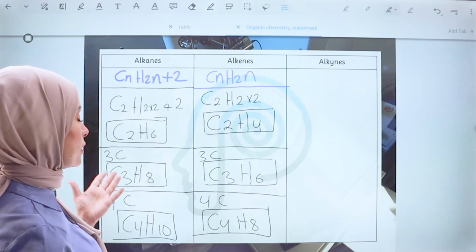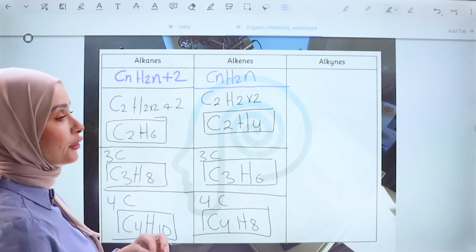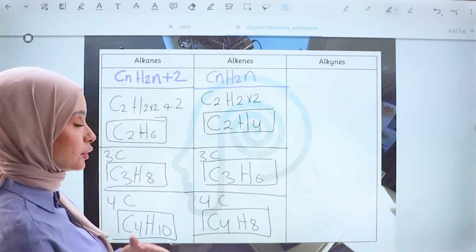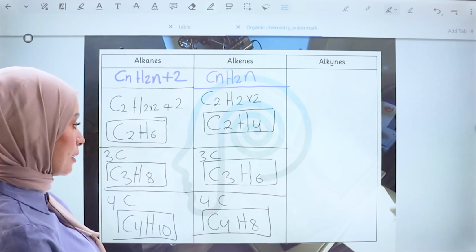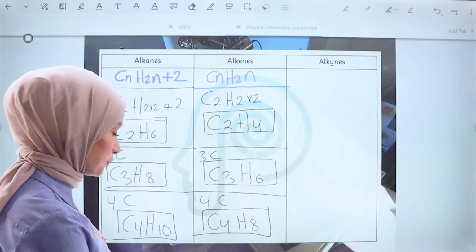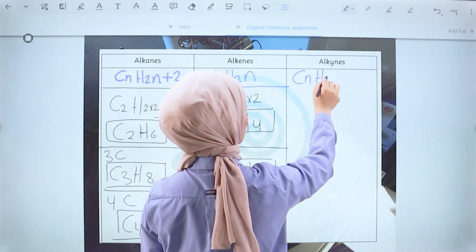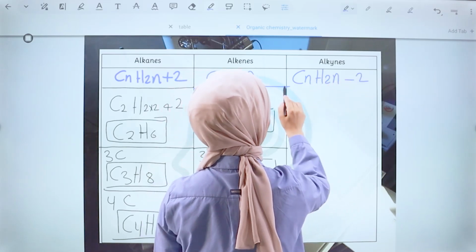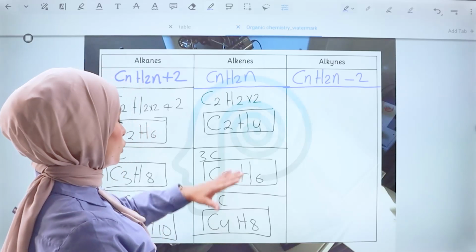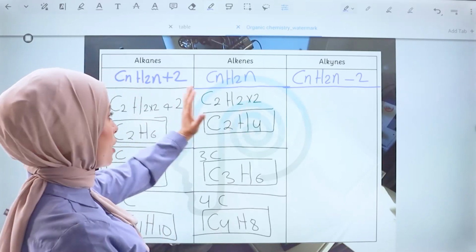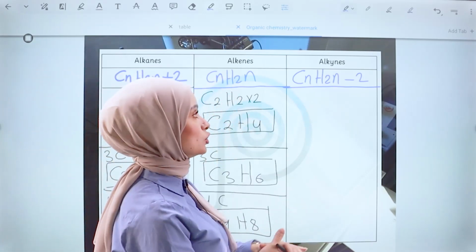Actually, determining whether the hydrocarbon is alkane, alkene, or alkyne is the first step to solve any equation or any formula you have in the upcoming examples. But for the alkynes, I have the general formula, concentrate please, CnH2n minus 2. If you notice here, CnH2n is the basic, plus 2 is alkane, without 2 is alkene, minus 2 is alkyne.